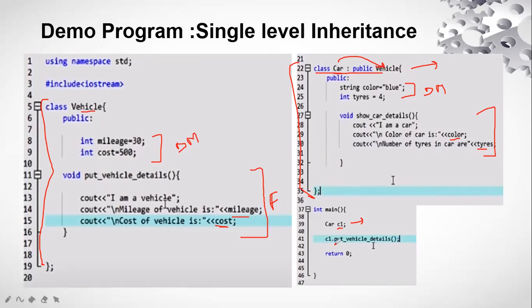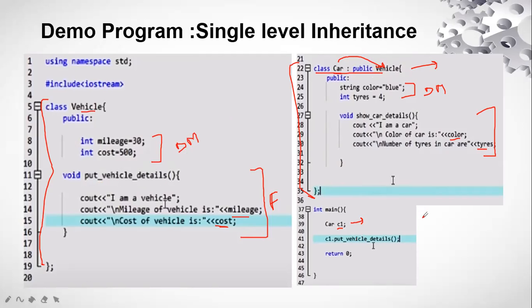So it is C1. Obviously, I have to use the object name. That is C1.put_vehicle_details(); and return 0 and close it. So what is it going to do? It has access to this particular function, even though I have not defined the function in the car class. But how is it going to access it? Because it has publicly inherited the vehicle class, which has made it its parent class. That is why it can call this particular function.